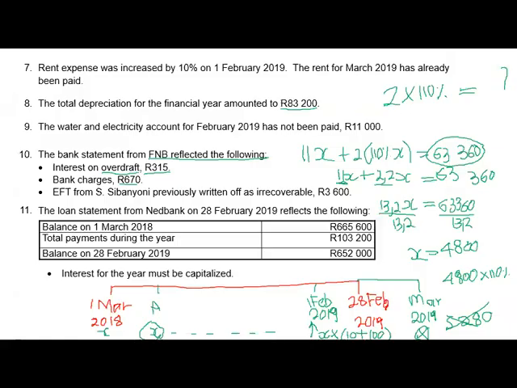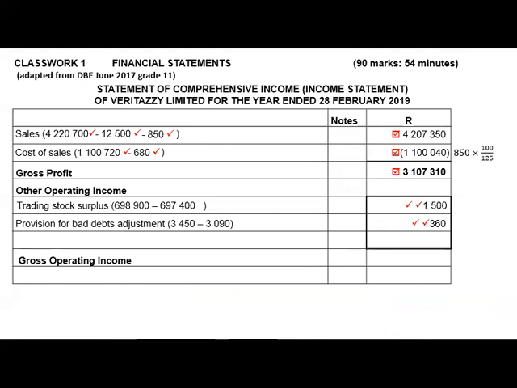And then we've got S. Sibanyoni that was previously written off as irrecoverable, which is 3,600. I will include it under other income because it's bad debts recovered. So you will put it there under other income as bad debts recovered. It will be 3,600, and just calculate your total other operating income, which will be 1,500 plus 360 plus 3,600. Leave it there. And I forgot to tell you about the 670 that relates to bank charges.